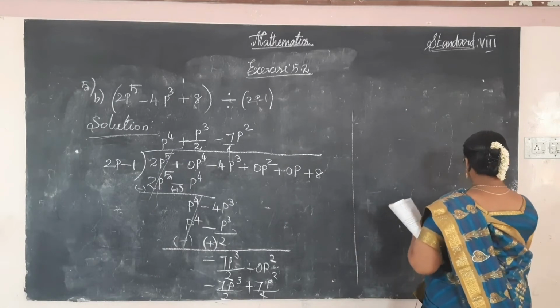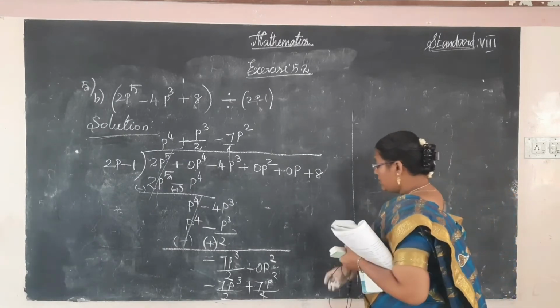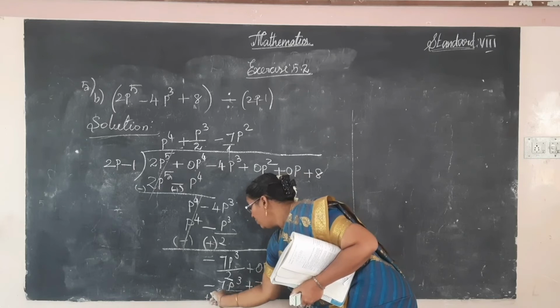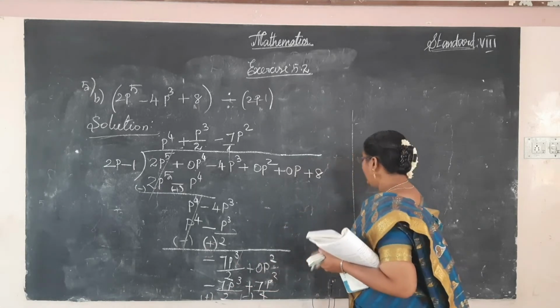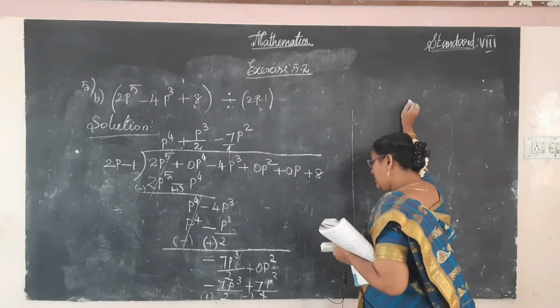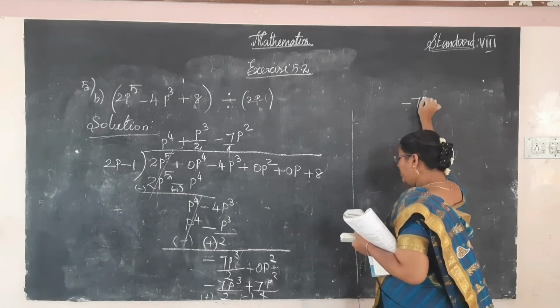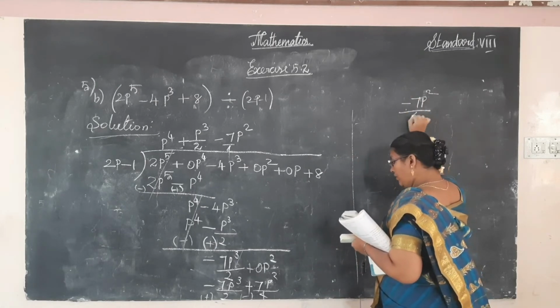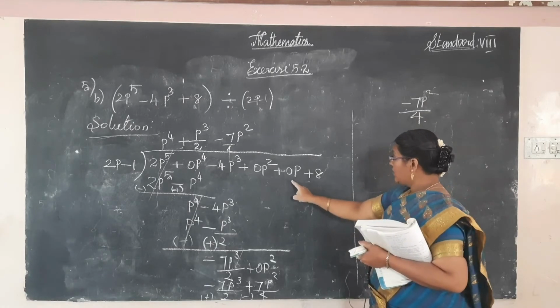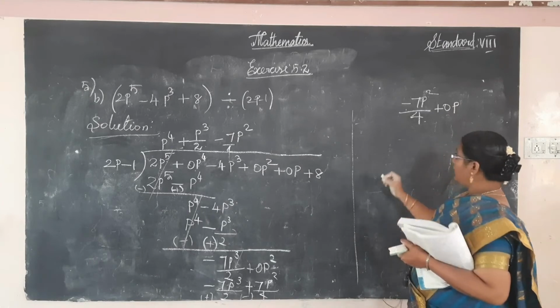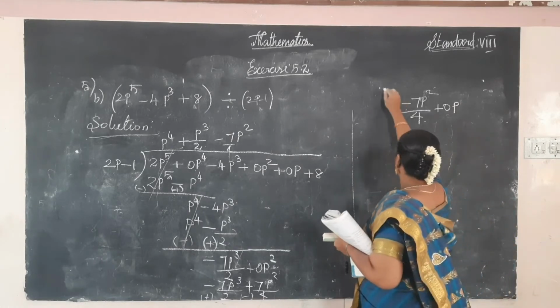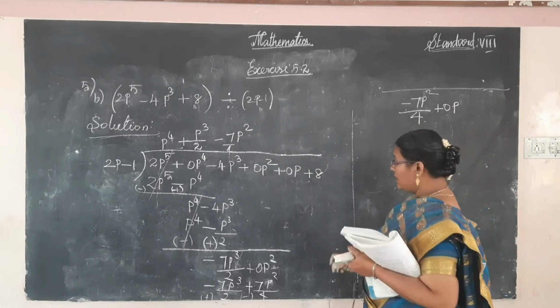Carefully do the calculations. So change the sign. Here positive, here negative. This term will be cancelled. Here what we get? Minus 7p power 2 by 4. Now bring down the next term, plus 0p.